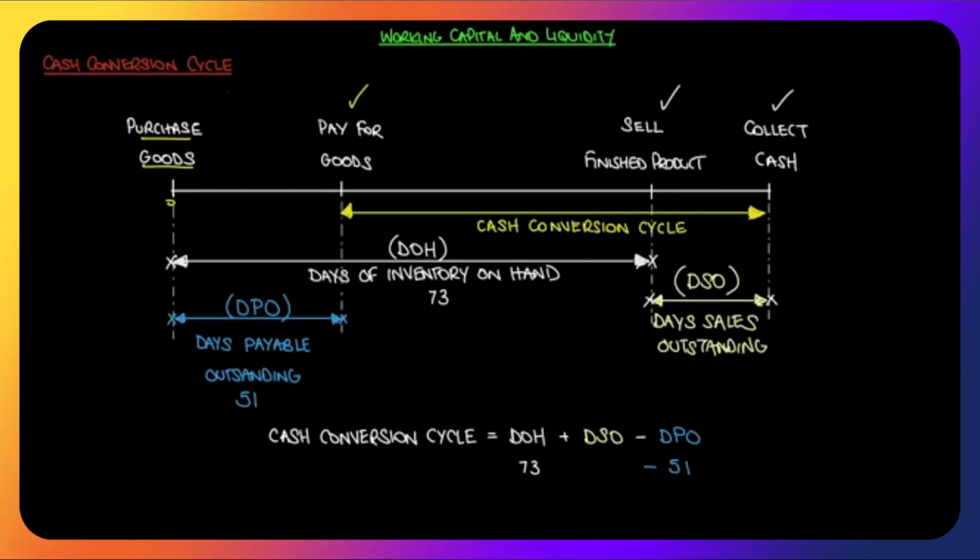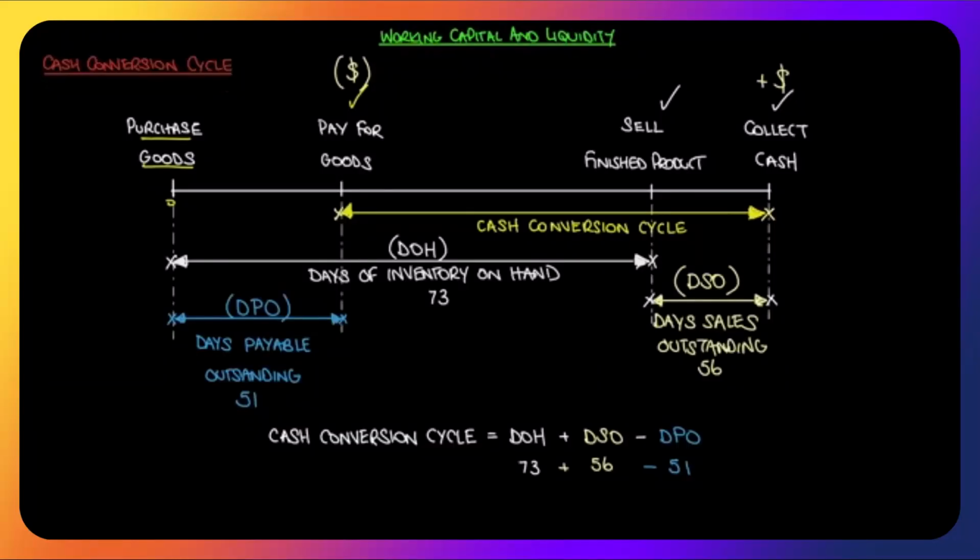Let's say on average it takes you 56 days to collect from your customers. 56 is your days of sales outstanding. The cash conversion cycle we can see here in yellow. That measures the time between the two cash flows. Cash going out to your suppliers and cash coming in from your customers. It is the time between paying for goods and collecting.